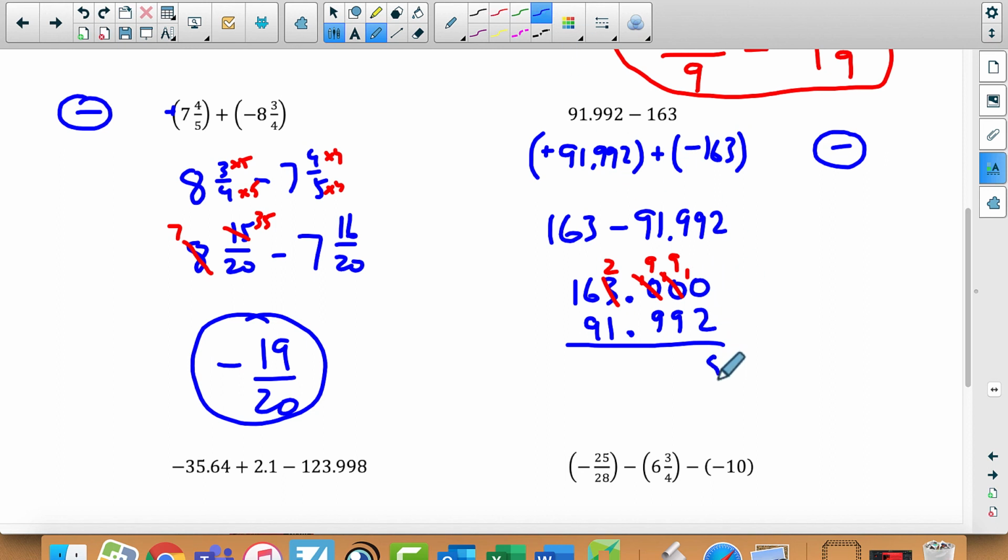10 minus 2 is 8. 9 minus 9 is 0. 9 minus 9 is 0. 2 minus 1 is 1. Oh, can't do this. We got to borrow. So we borrow from the 1, and this becomes 16. 16 minus 9 is 7. And we're done. Oh, we're not done. Move the decimal straight down, and we said our answer would be negative, and we're finished.